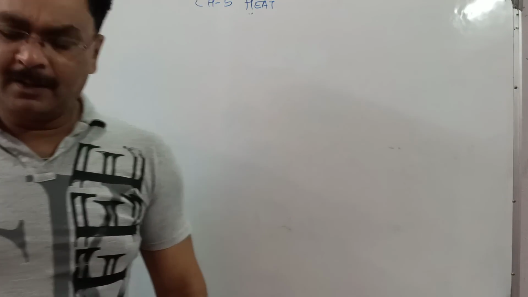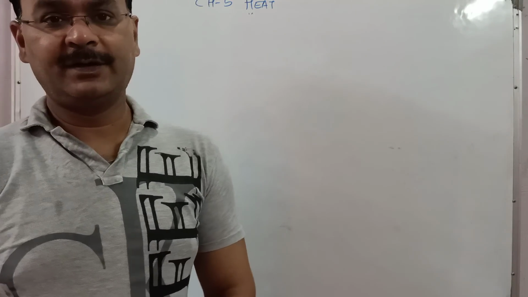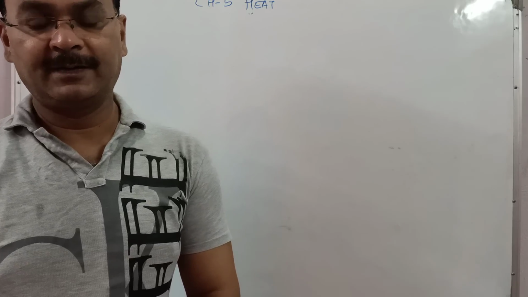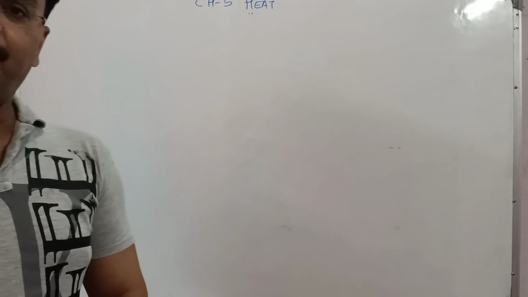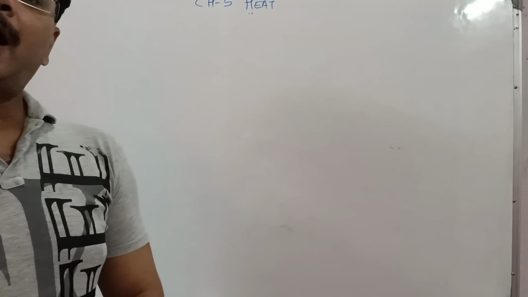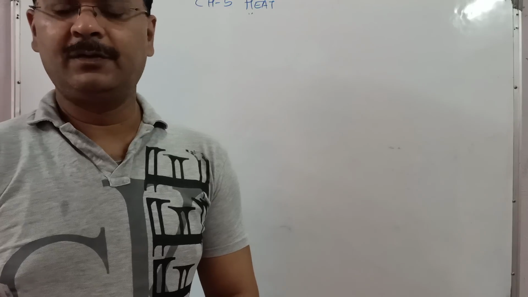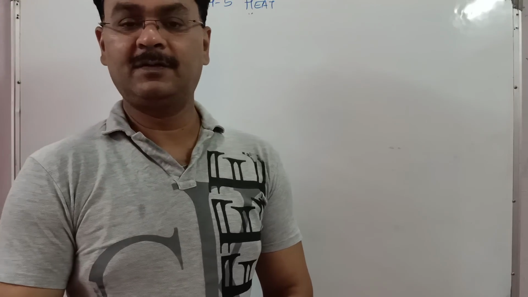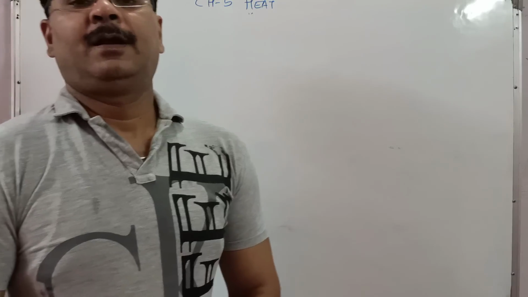Okay, a small recapitulation. What is heat? It is a form of energy which gives us the sensation of warmth or coldness. Since it is a form of energy, the SI unit of heat is joule. Another unit is calorie, and we all know that 1 calorie is equal to 4.186 joules, or approximately 4.2 joules.